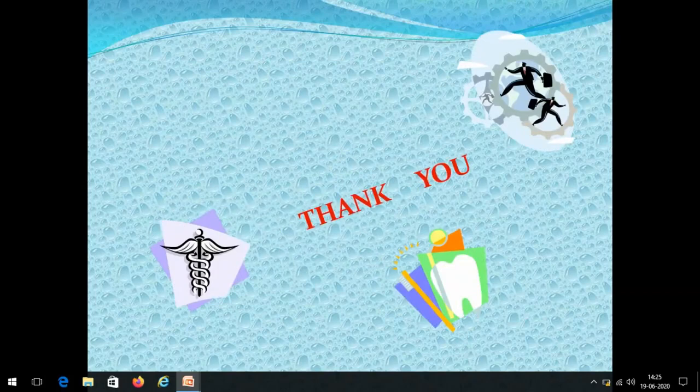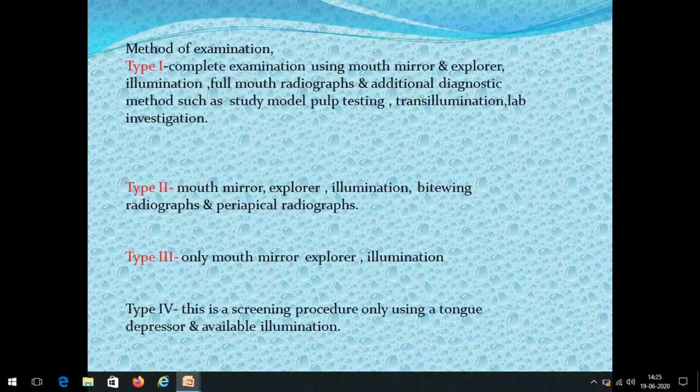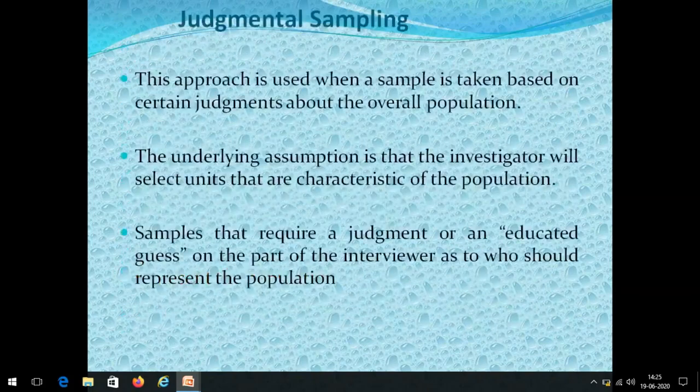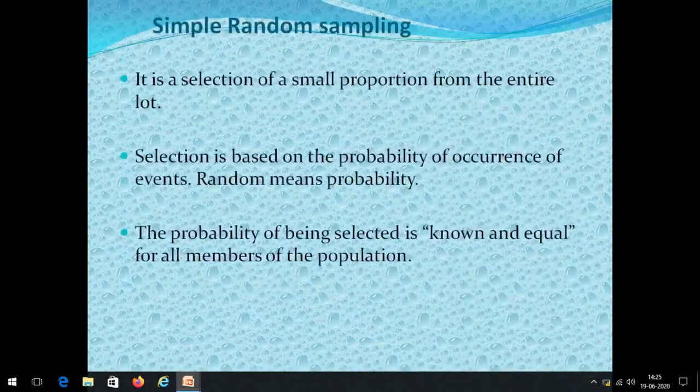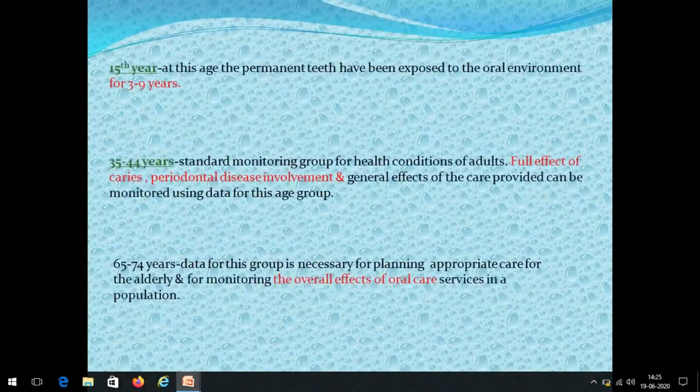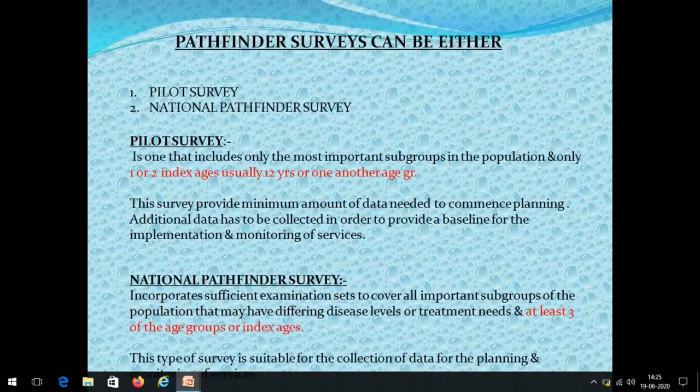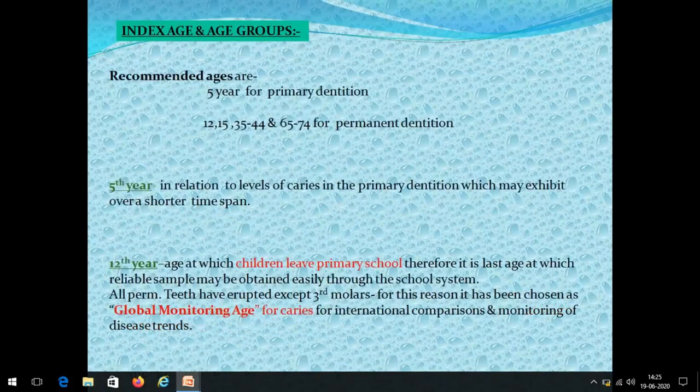Survey method is nothing but epidemiology. In the descriptive part, we are presenting it in a more general way, while epidemiology is a very scientific way. So we are expressing the same descriptive or observational epidemiology in a more common way, that is survey. The important things in a survey are the types of examination, the sampling, and the age groups. Pathfinder surveys and index age groups are common questions. So: Pathfinder survey, index age groups, sampling, and types of examination.